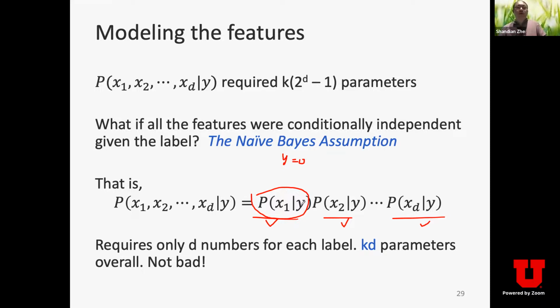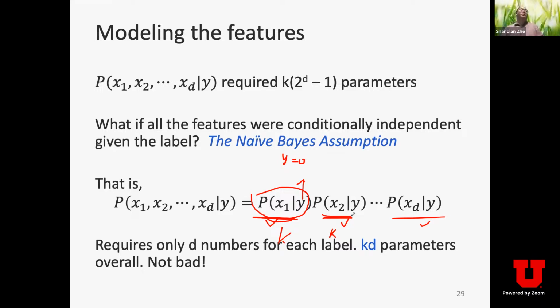And of course, you need to consider all possible cases of y. That means you have k possible labels. For each possible label, you need to determine the conditional distribution of x1. That means you need k numbers to determine this conditional probability. And similarly, you need k numbers, k parameters, to determine p of x2 given y, because x2 is also a binary feature.